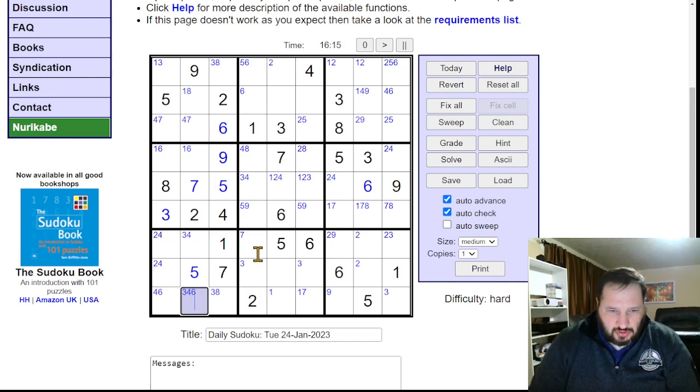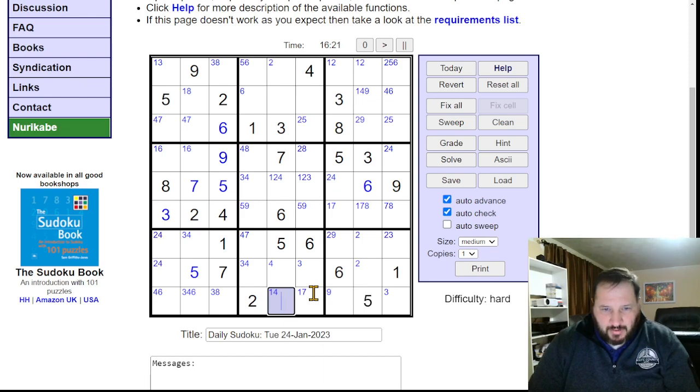I don't enjoy marking so much, but I'm going to have to do it. My brain is bewildered a smidge. All right, so then this one, I think everywhere can be a 4.